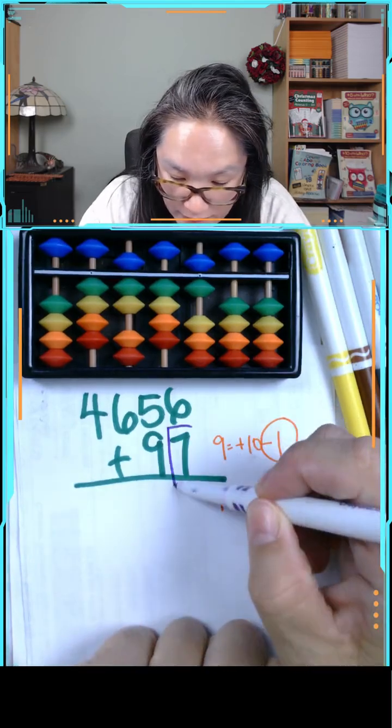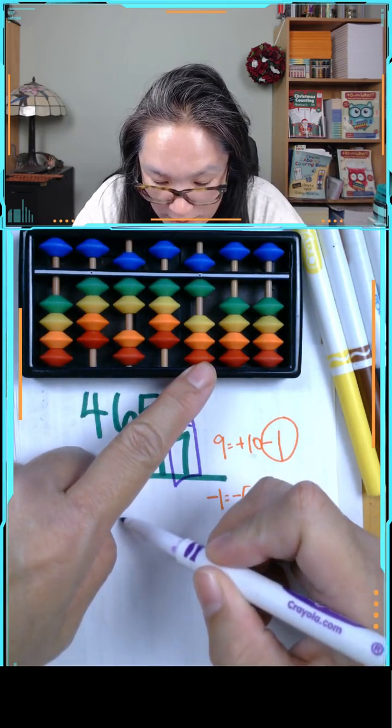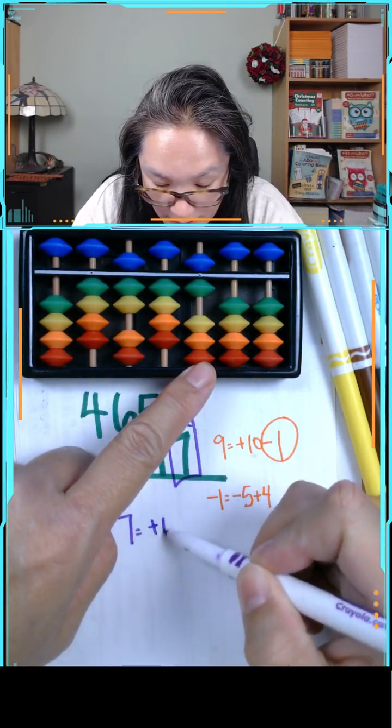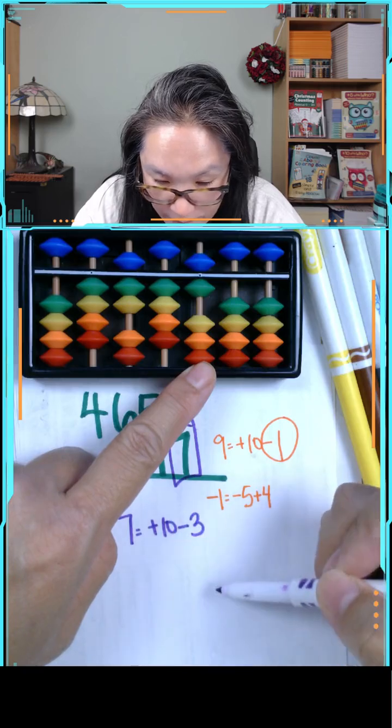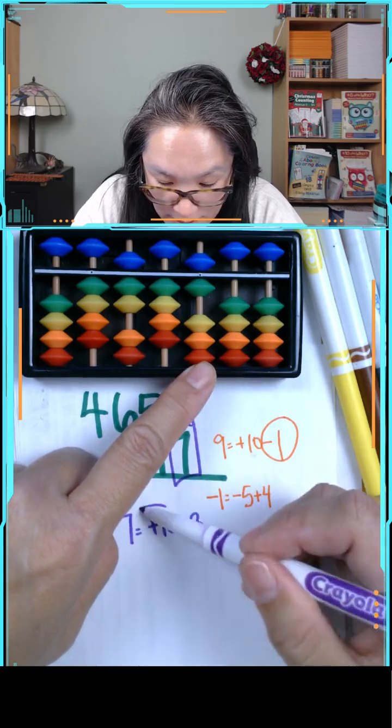We want to add our 7. Plus 7. Cannot plus 7. Plus 7 is equal to plus the 10 minus the 3. So let's plus the 10.